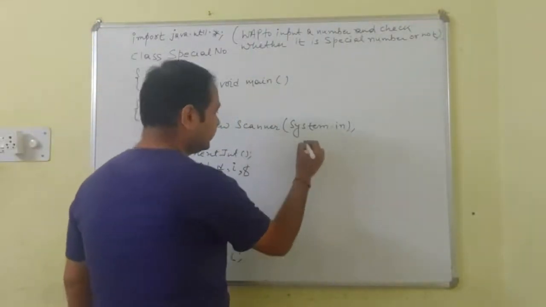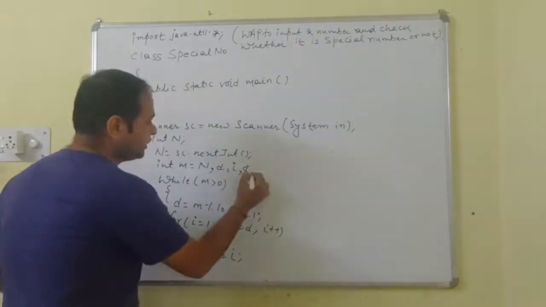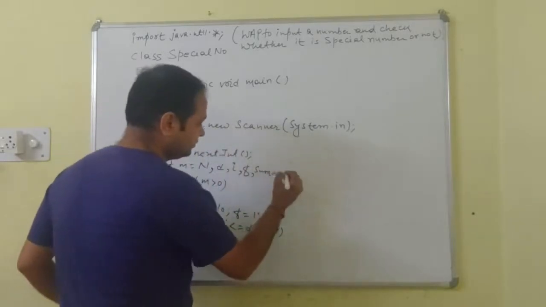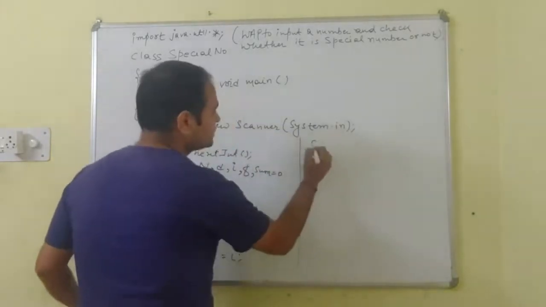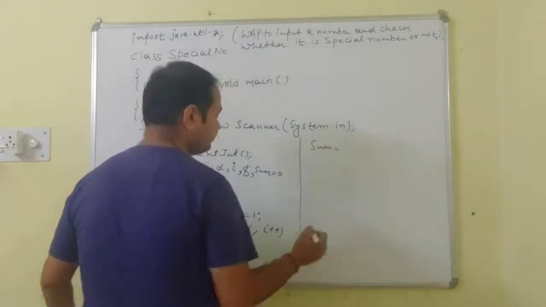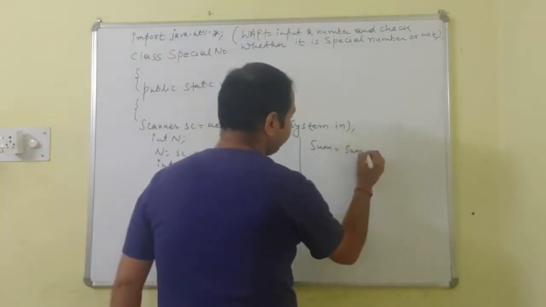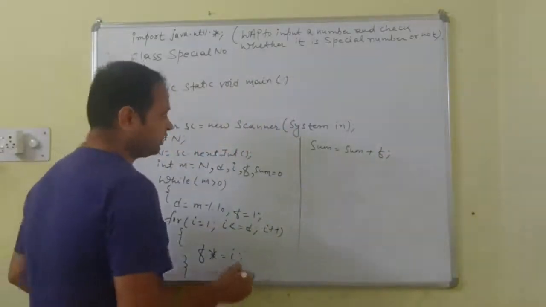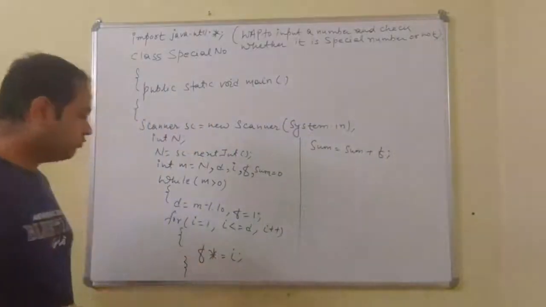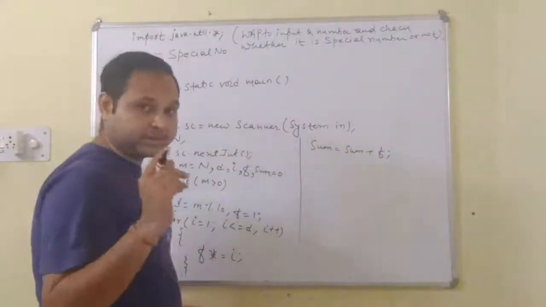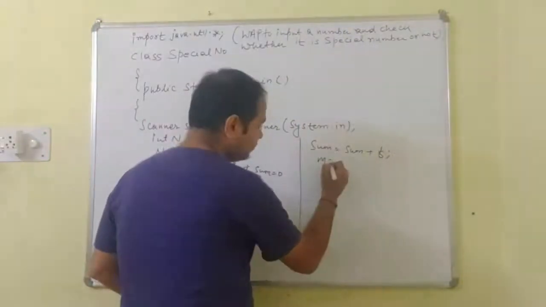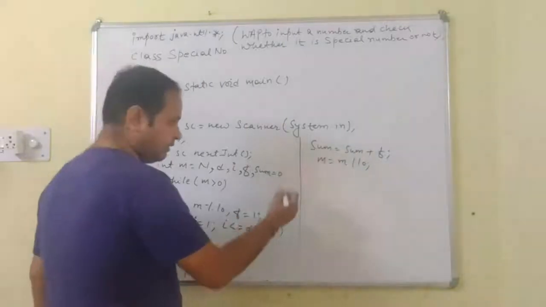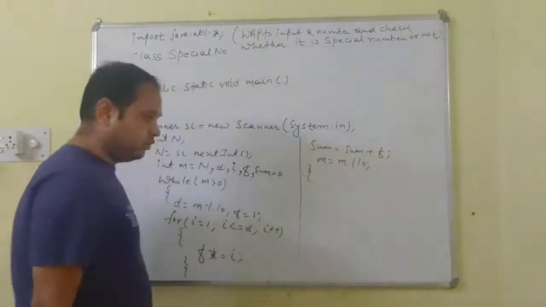Then what you need to do is find the sum. So I take the variable sum and initialize it with 0. I write sum equals sum plus the factorial, that is f. Now what next we need to do? We need to update the number for the next digit. So we write m equals m by 10. So the number will be updated by this, and we will close the while loop.